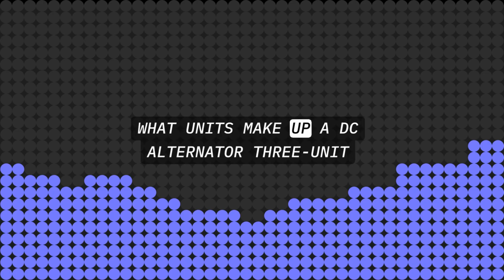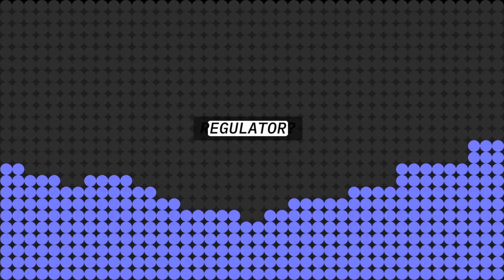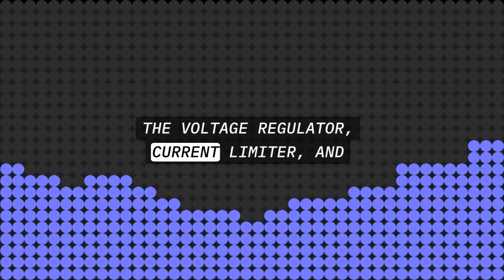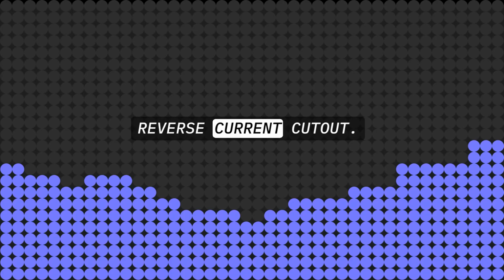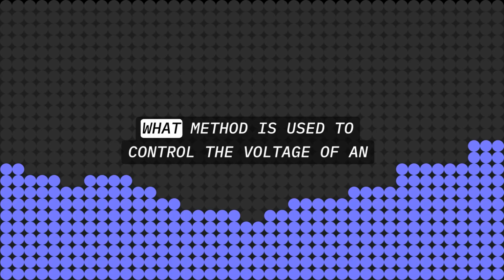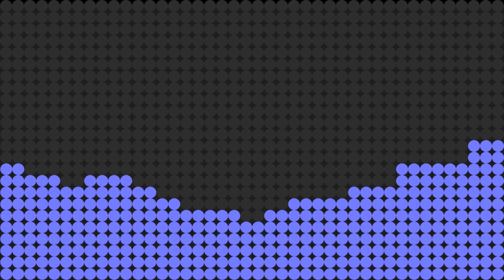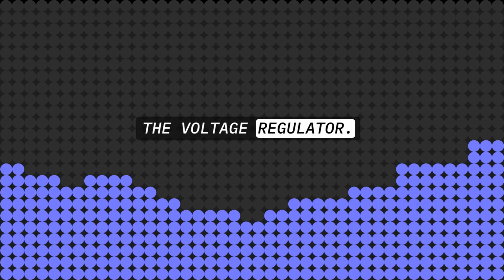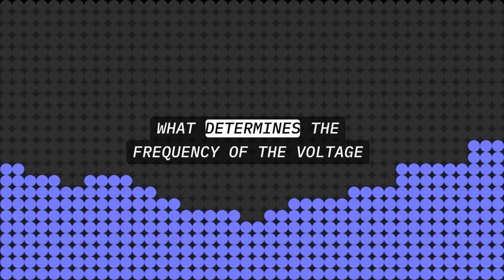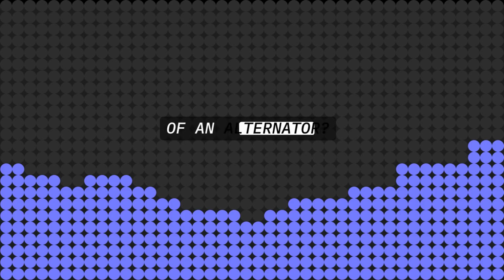What units make up a DC alternator 3-unit regulator? The voltage regulator, current limiter, and reverse current cutout. What method is used to control the voltage of an aircraft alternator? The voltage regulator.